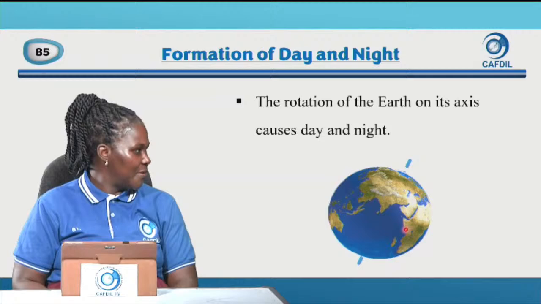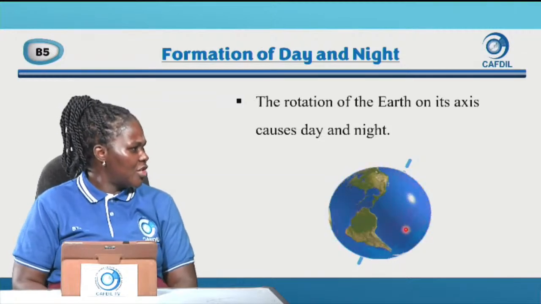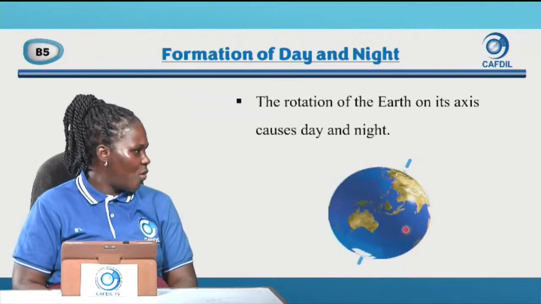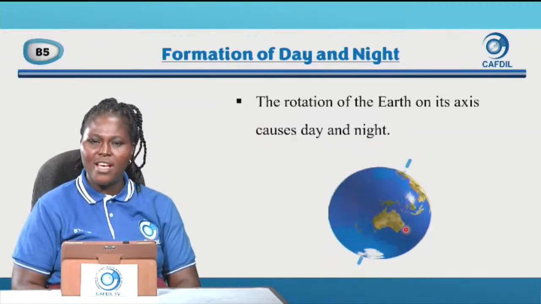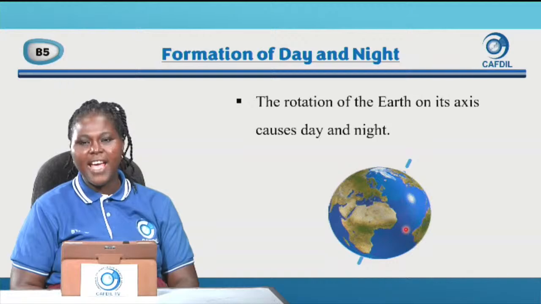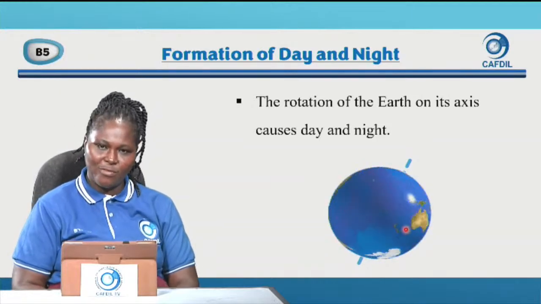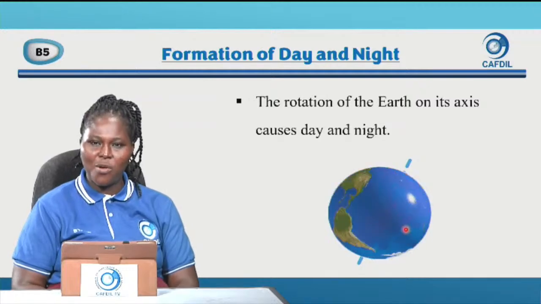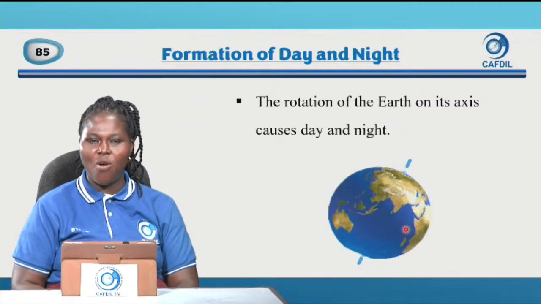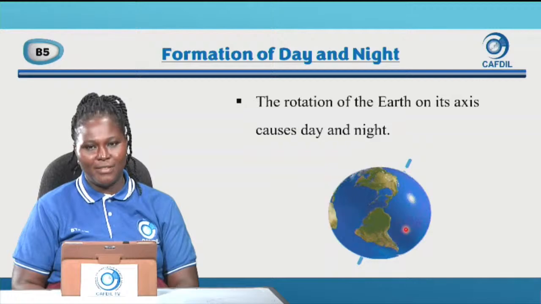So let's continue. The rotation of the earth on its axis causes day and night. As it rotates, it causes day and night. So we will find out how day and night occur.